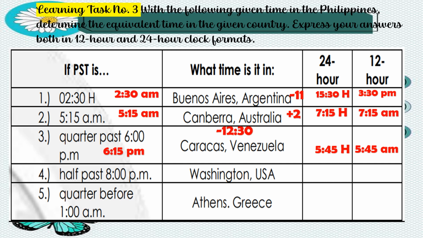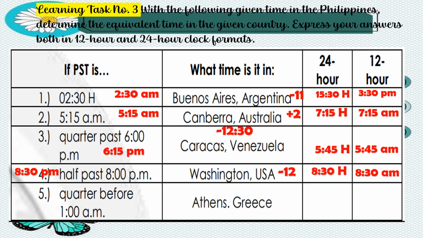Okay, and then sa 12 hour, that is 5:45 a.m. Okay, and then 8:30 p.m. Half past. So, ibig sabihin, kalahati na yung oras na lumipas ng 8 p.m. So, that is equivalent to 8:30 p.m. And then, ang Washington, USA, that is behind ng 12 hours. So, ibig sabihin, kung 8:30 p.m. sa atin, balik tayo ng 12 hours. Okay? Sa Washington, USA. So, ang 12 hour ay 8:30 a.m.